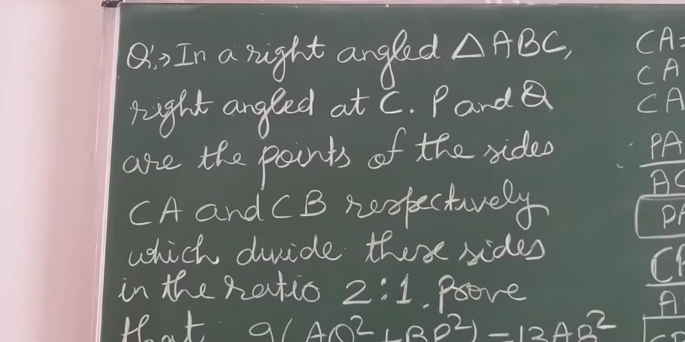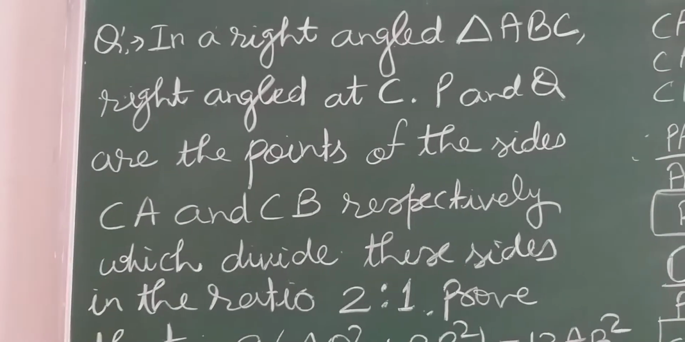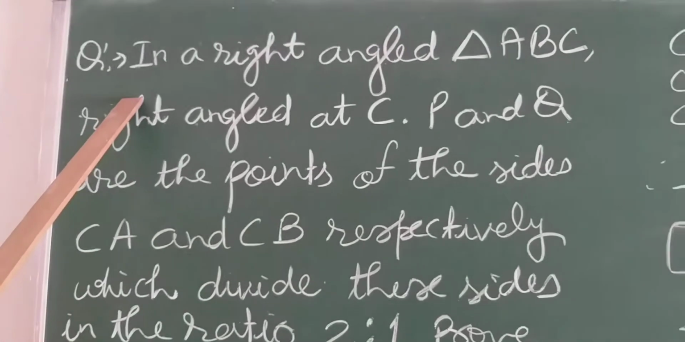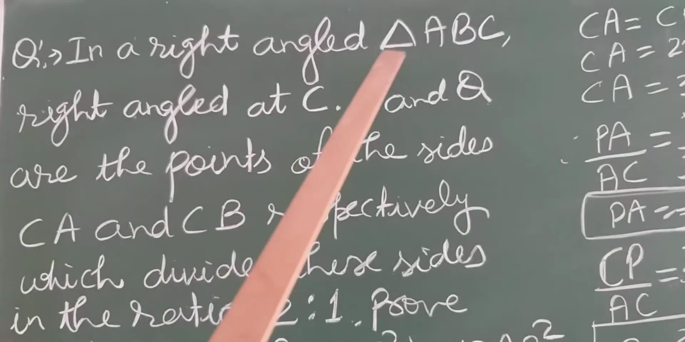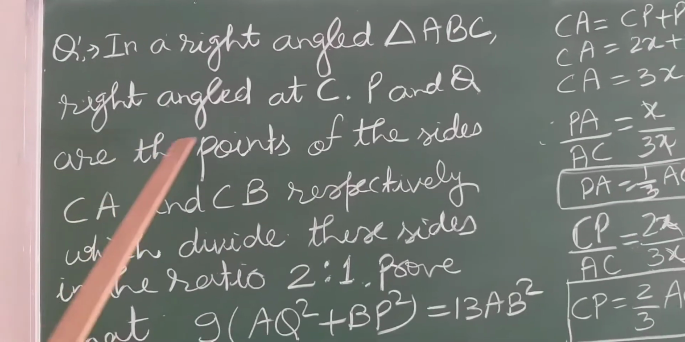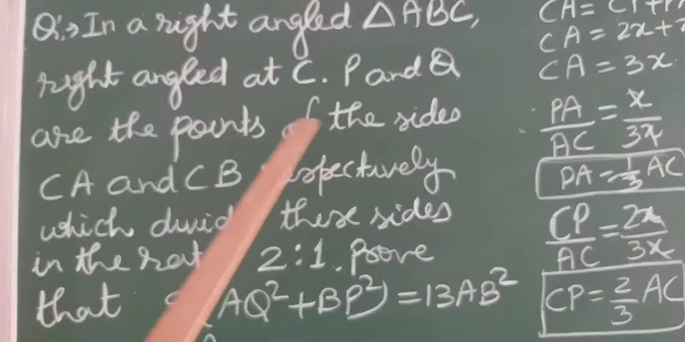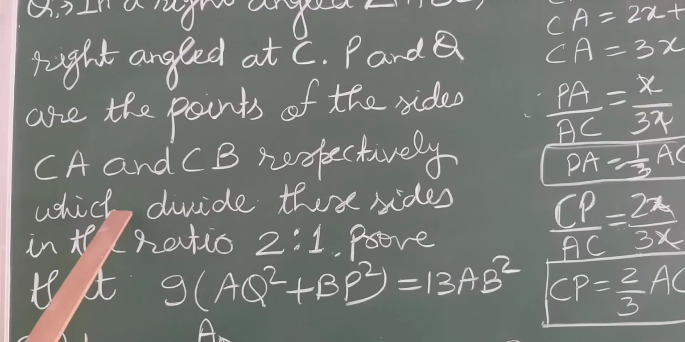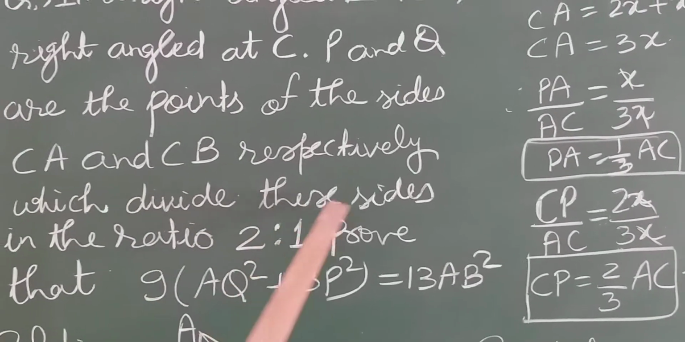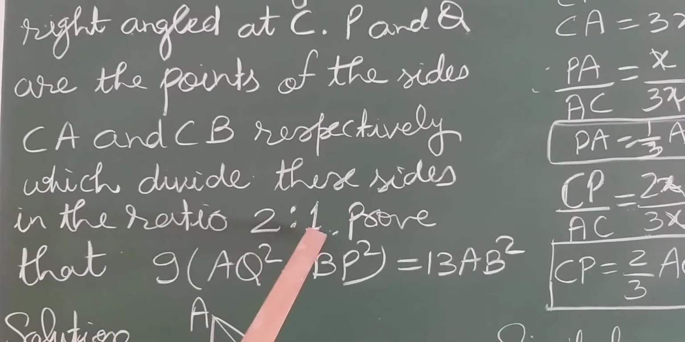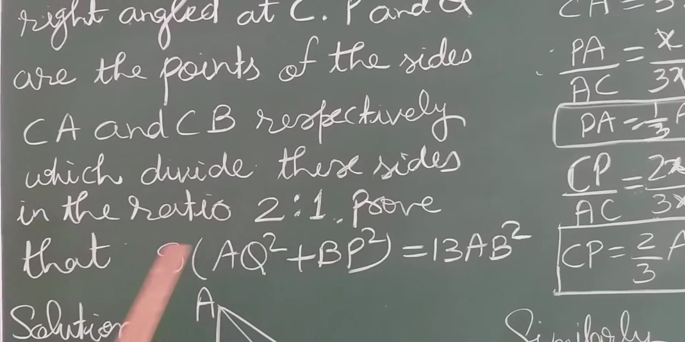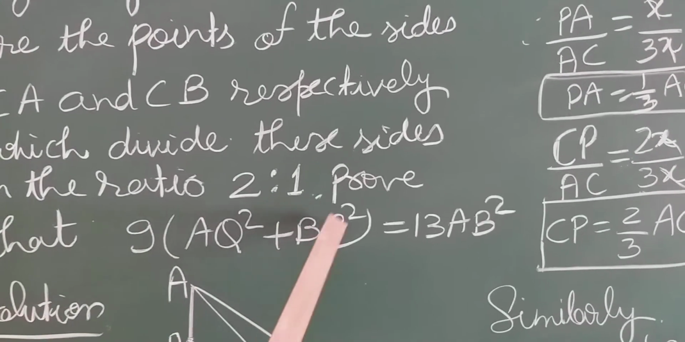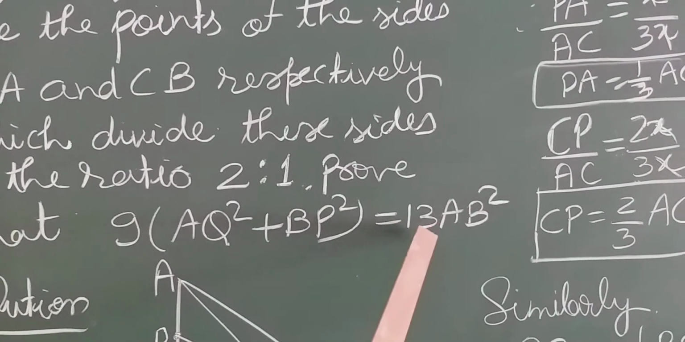Let's solve some questions related to Pythagoras theorem. This is a question, students. In a right angle triangle ABC, right angle at C, P and Q are the points on the sides CA and CB respectively, which divide these sides in the ratio 2:1. Prove that 9(AQ square plus BP square) equals 13 AB square.